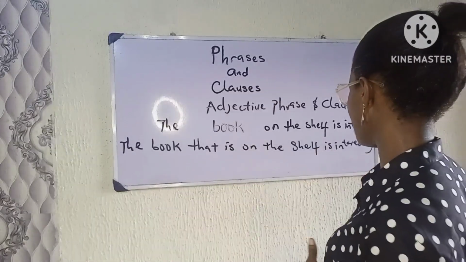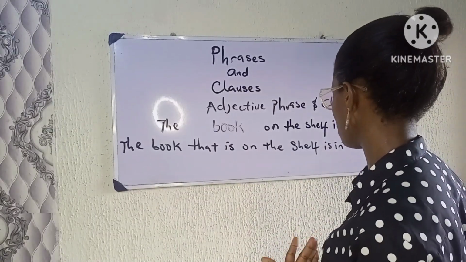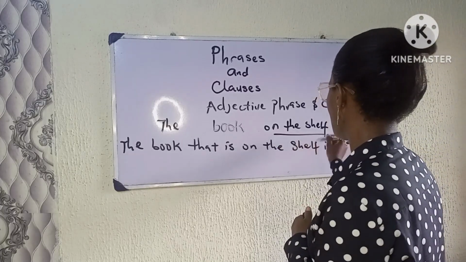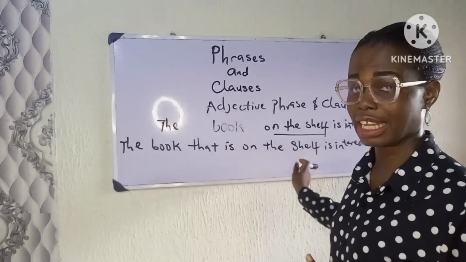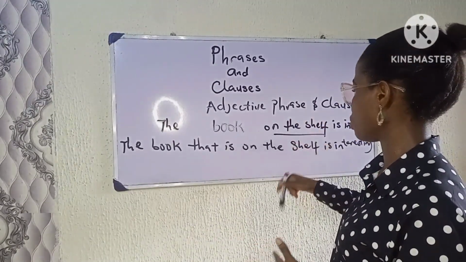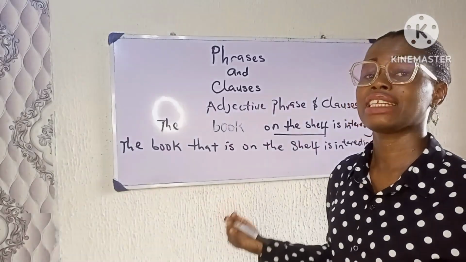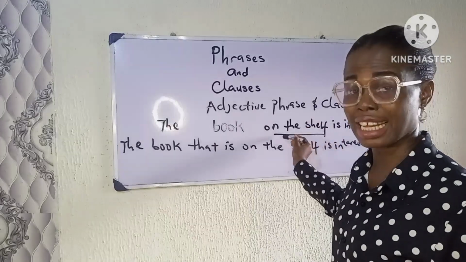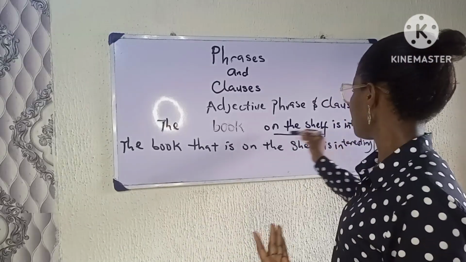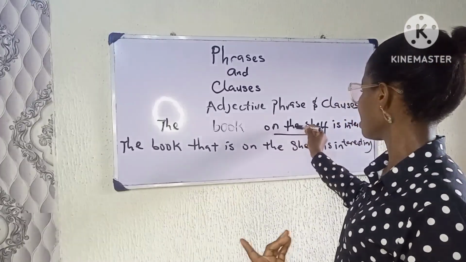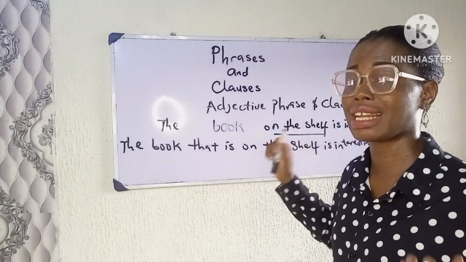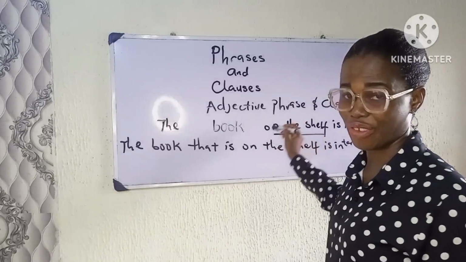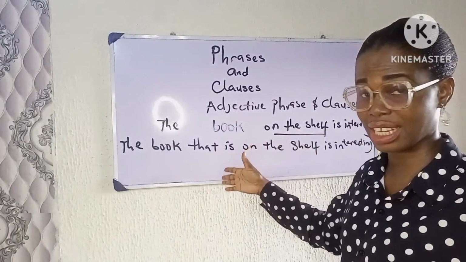The book on the shelf is interesting. Now, if I underline on the shelf, this group of underlined words does not contain a subject and it does not contain a verb. This is a preposition, this is an article, and this is a noun. So it does not contain a subject and does not contain a verb. So this is a phrase. Now let's look at the second sentence.